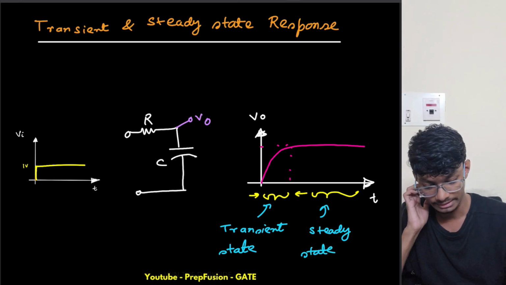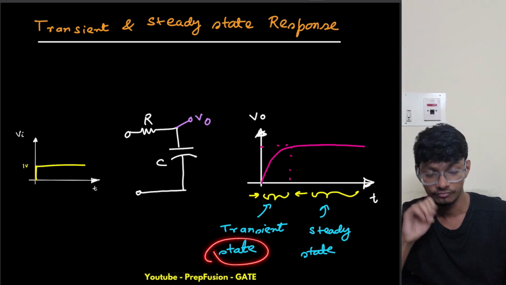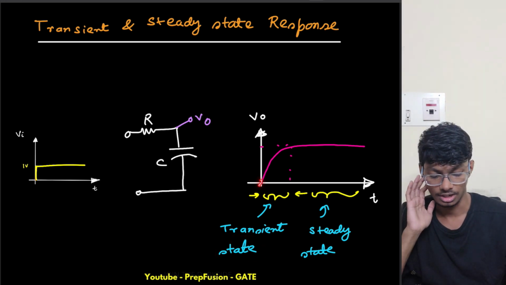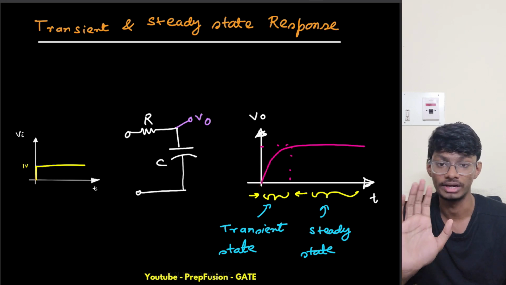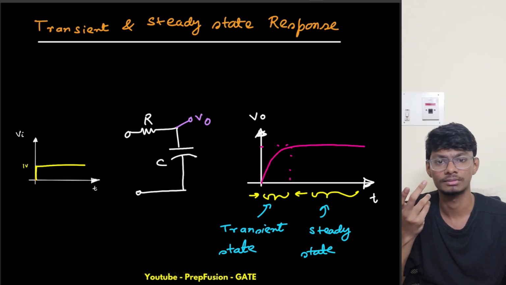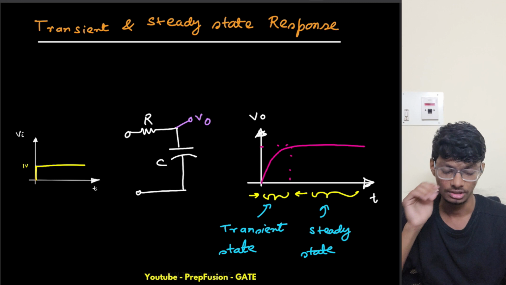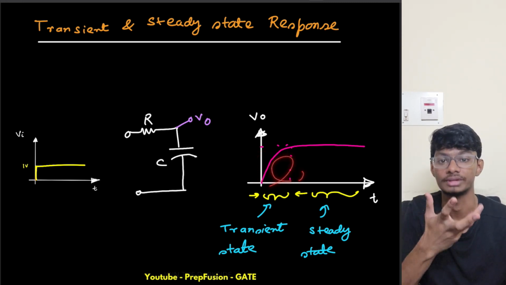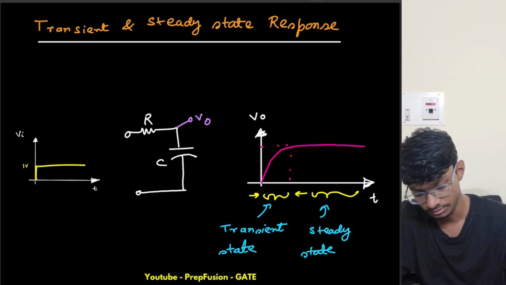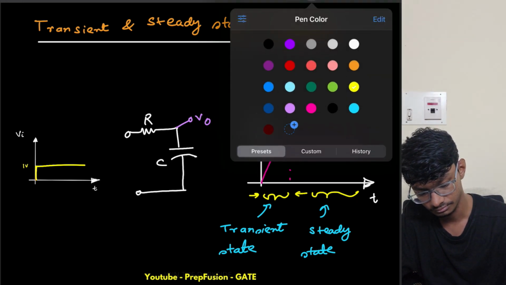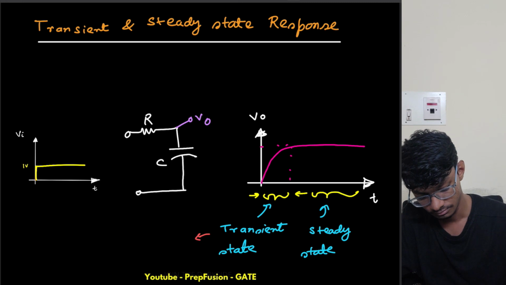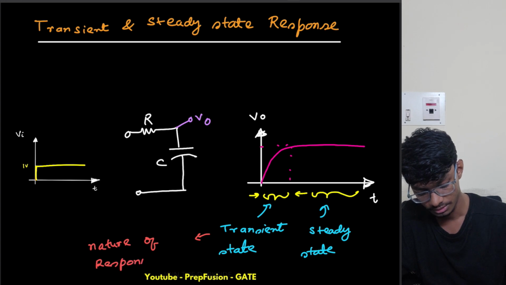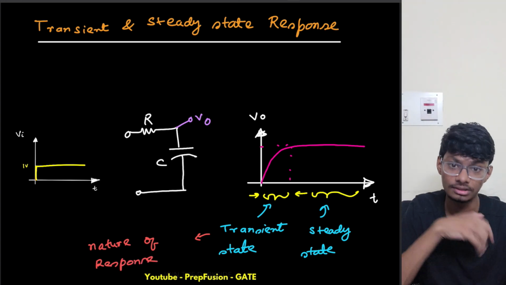Here we find the nature of the response, like how my response behaves while applying the input, because the steady state doesn't tell me anything. It is just steady and it remains there. So this portion tells me the nature of the response. If I suddenly apply an input, this tells us how my system behaves. So the transient state tells us the nature of the response.